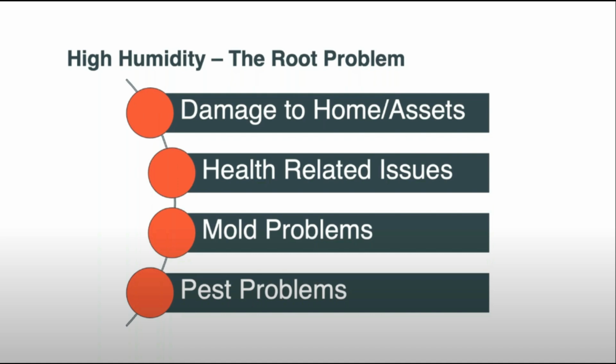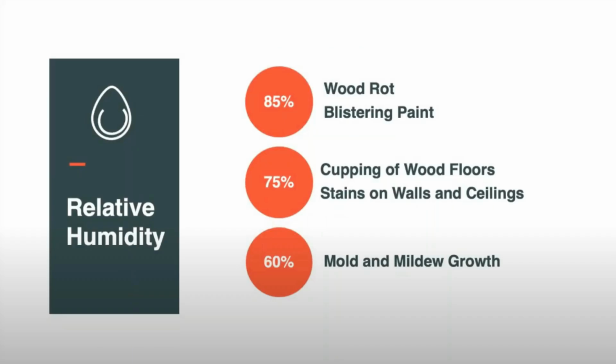At 85% humidity, we get wood rot and blistering of paint. At 75% and above, we get cupping of wood floors and stains on walls and ceilings. When you're consistently above 60%, conditions are ripe for mold, mildew, and microbial growth.